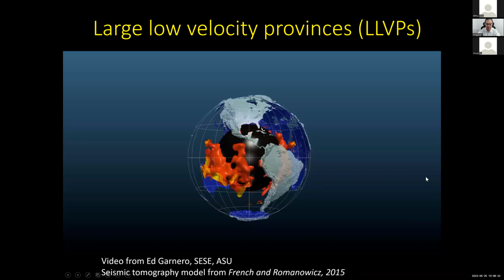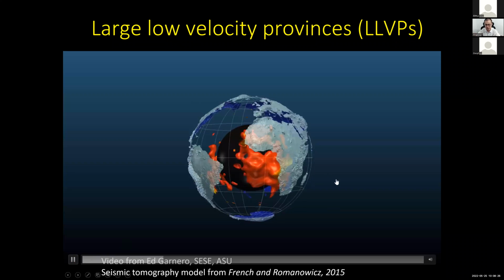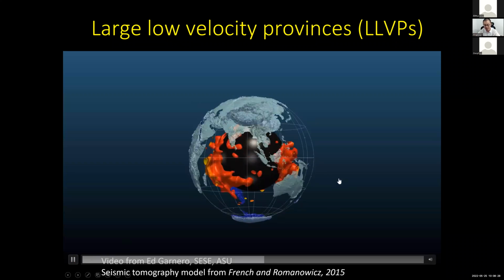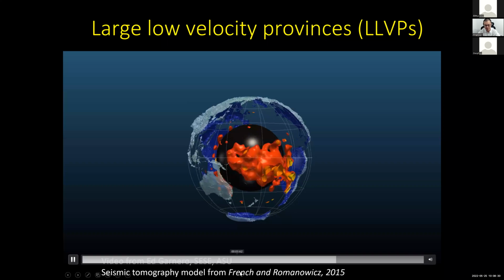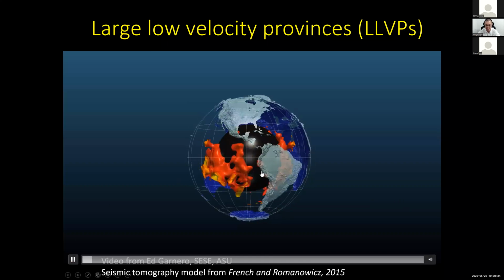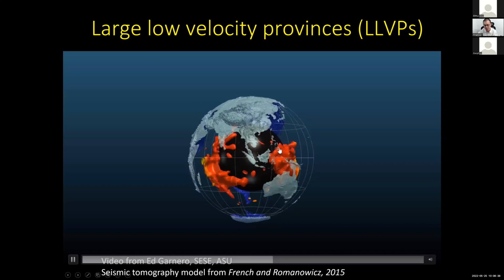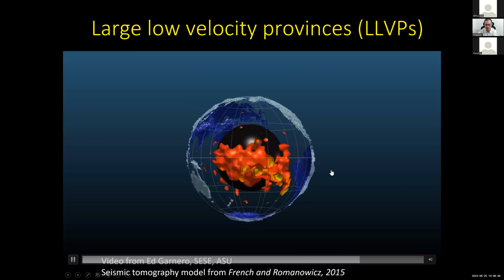This is just a 3D view of a tomography model, actually a different tomography model from a different group, the Berkeley group. And again, red means the LSVPs, one beneath the Pacific and one beneath Africa.